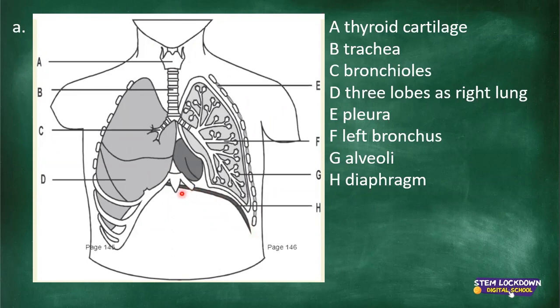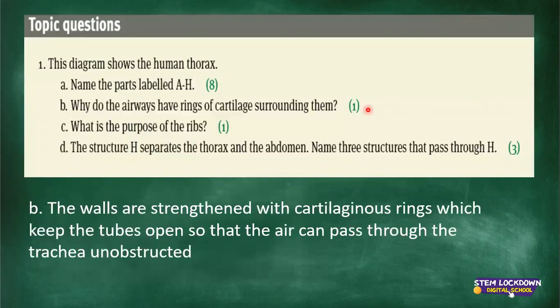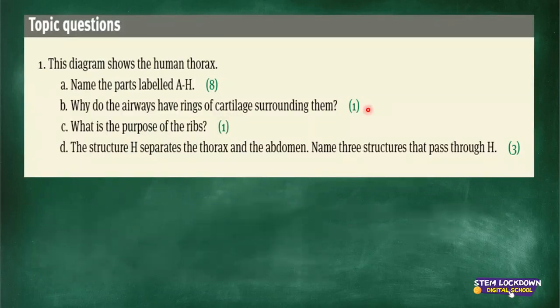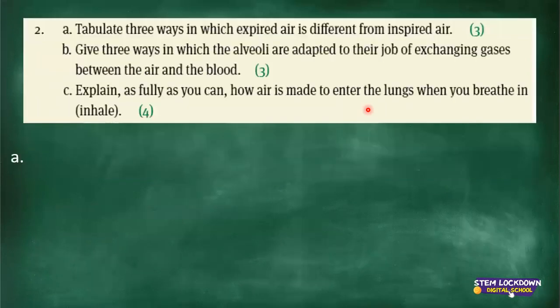There's the abdomen. Thorax and abdomen. So what are the structures that pass through H? It is the veins, the arteries, and the esophagus. Those are the three structures that pass through H. So go through the structure, revise it, and you'll be able to answer this question in the tests.